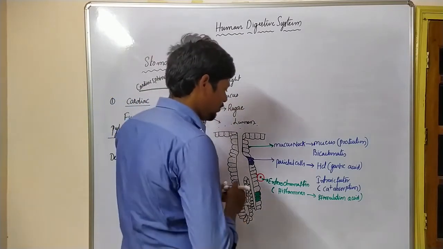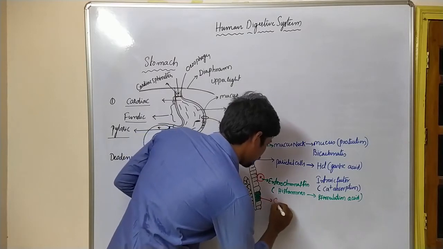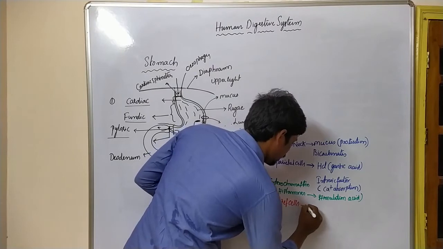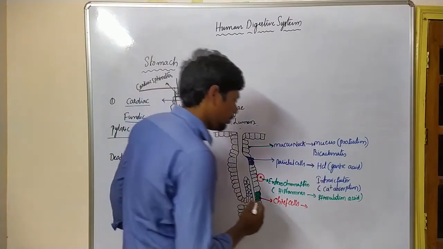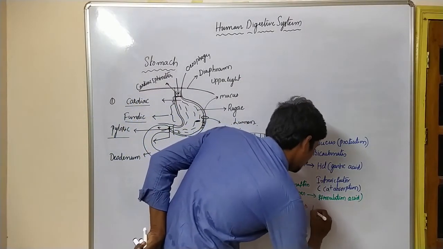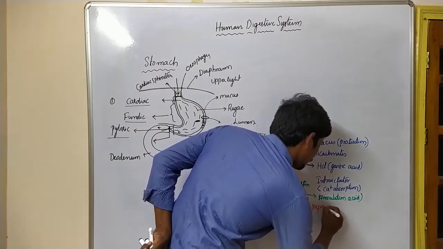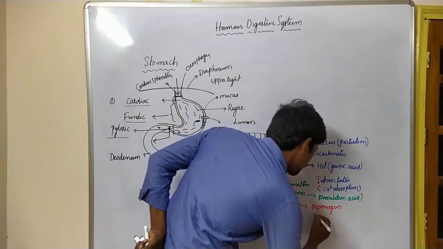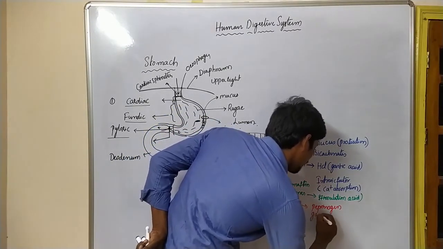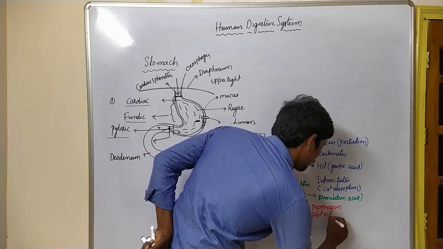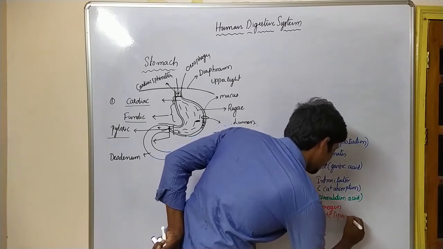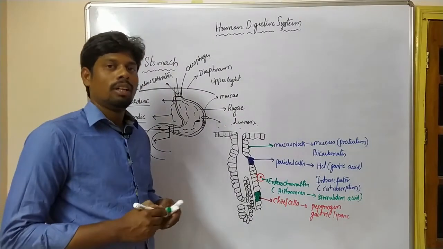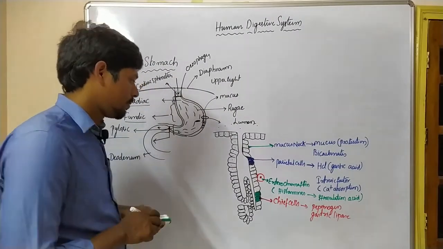At the same time, there are other cells called the chief cells. These are the cells that produce the important pepsinogen and also gastric lipase. Chief cells are the cells that produce pepsinogen and gastric lipase.